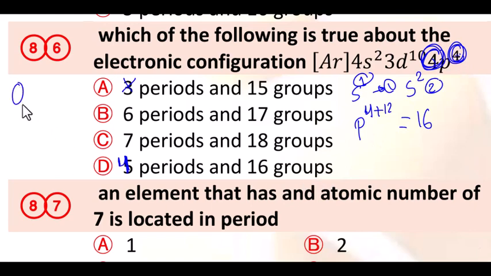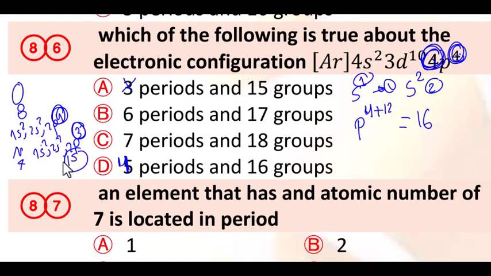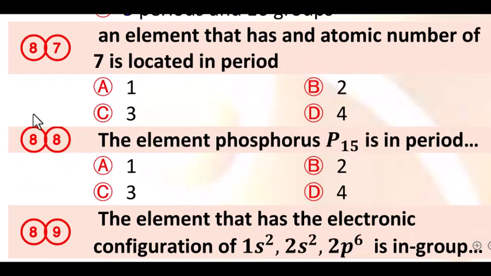For example, oxygen 8. In which group? 1s2, 2s2, 2p4. We add 12, so it is in group number 16. Nitrogen 7. In which group? 1s2, 2s2, 2p3. We add 12, so it will be in group 15, and so on.